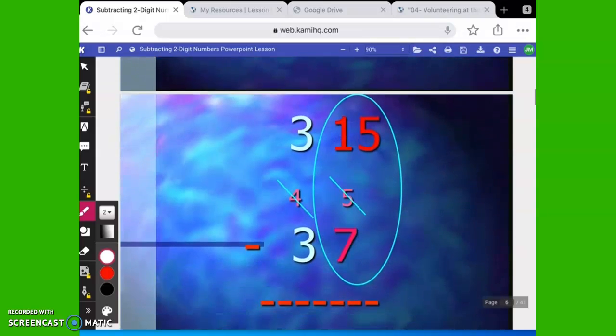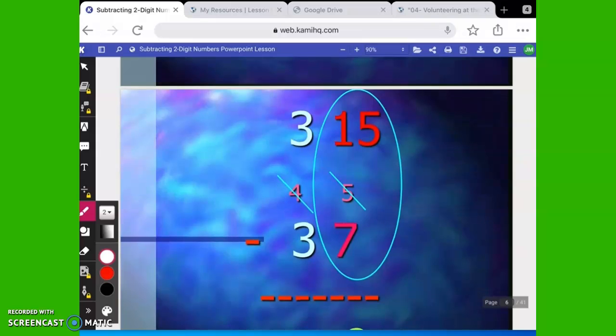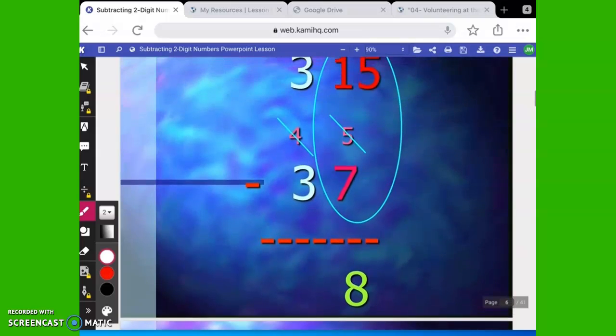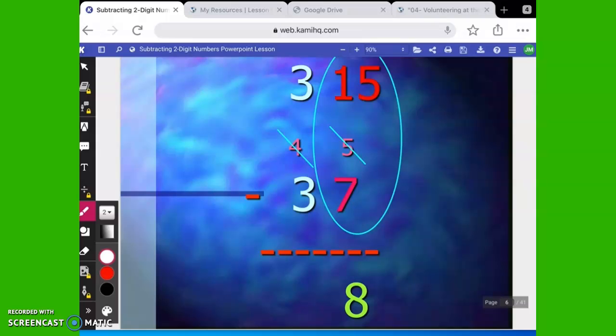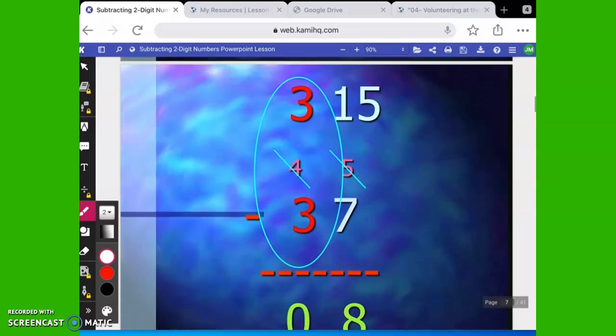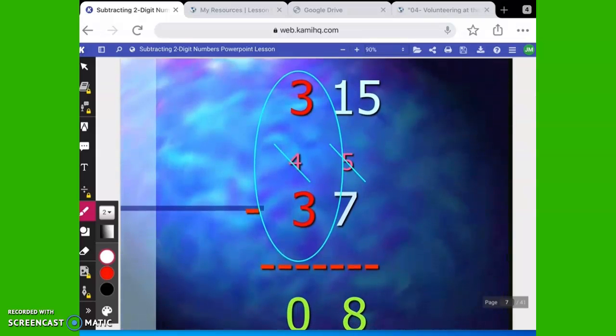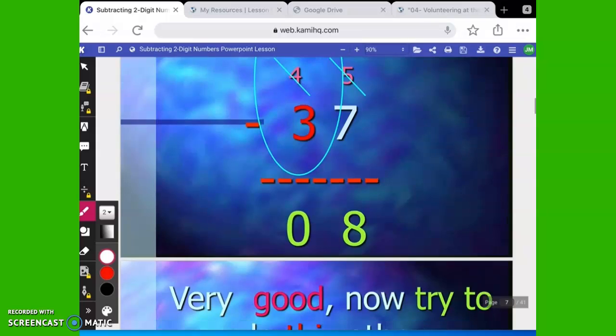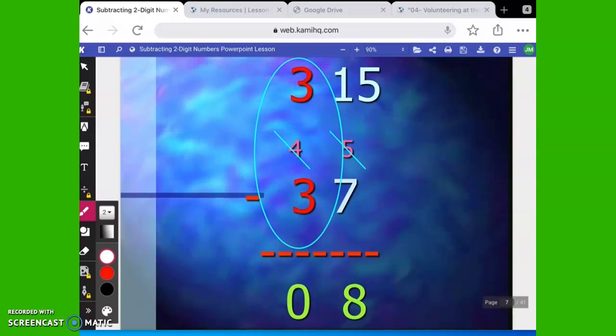And so now we have 15 minus 7, which we can do. So 15 minus 7 is 8. And then we go next to the tens place value and subtract 3 minus 3, which is going to be 0. So if we take 45 minus 37, we have 8 because we borrowed.